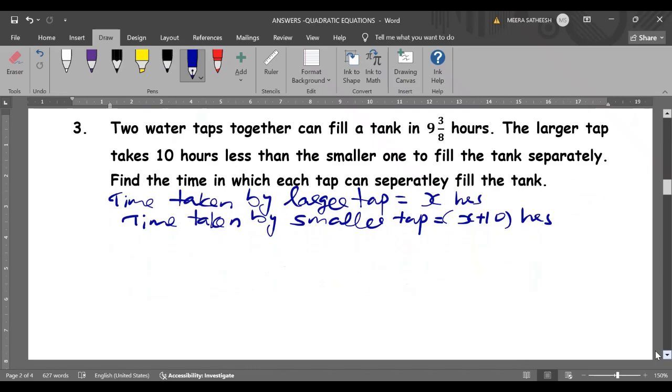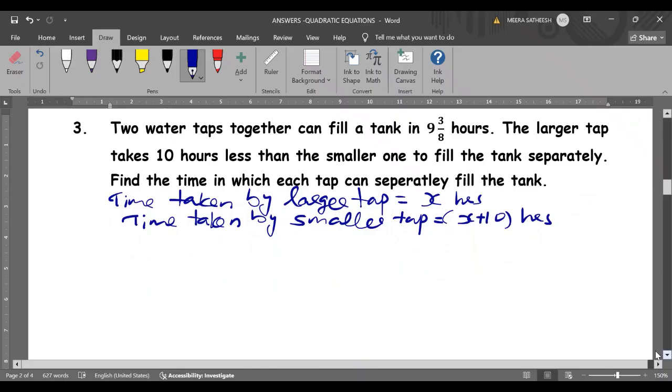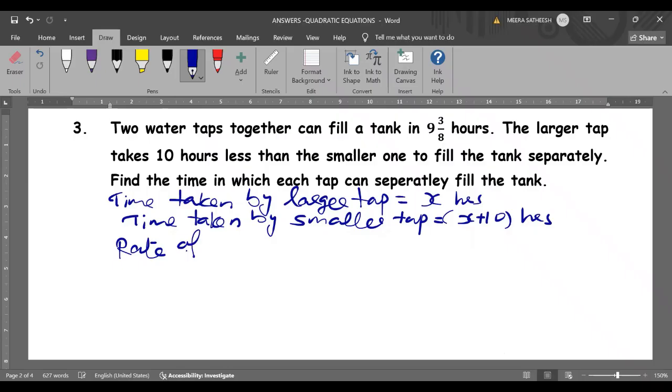Suppose a tap can fill a tank in 10 hours. So in 1 hour it can fill 1 by 10 part of the tank, right? That is called the rate of filling or rate of flow, like that we can say. So we can write, rate of filling water by larger tap equal to 1 by x. That means in 1 hour it will fill 1 by x part of the tank.